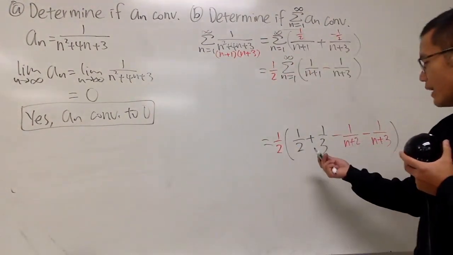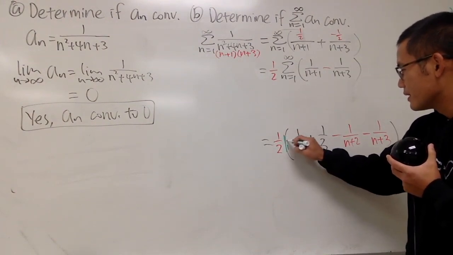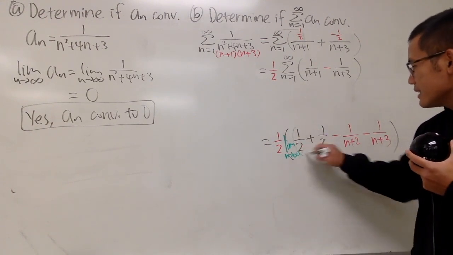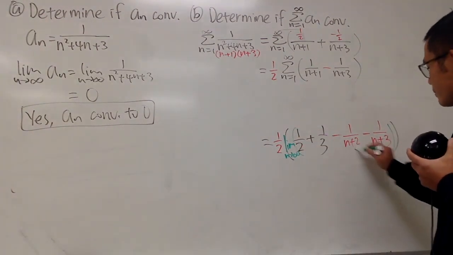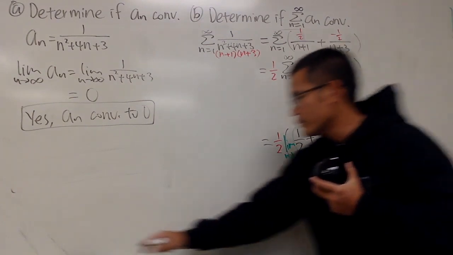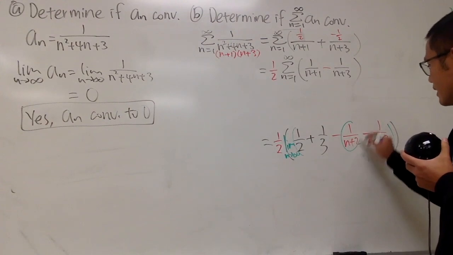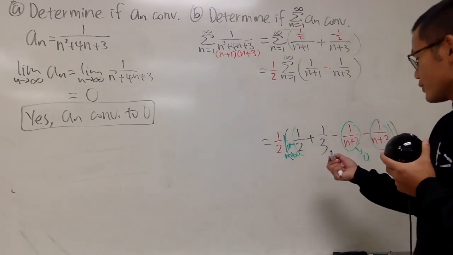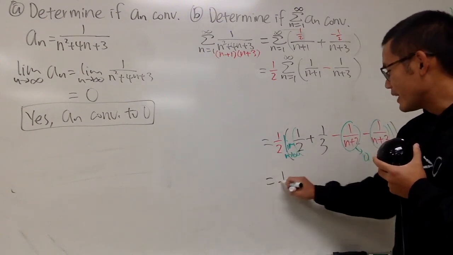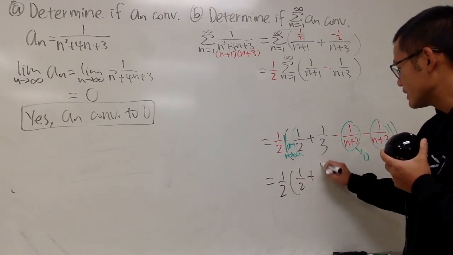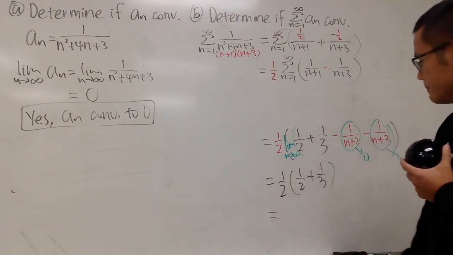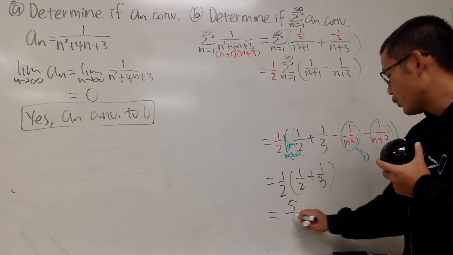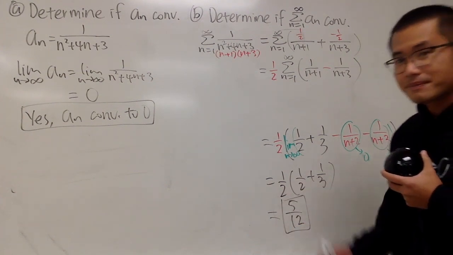But remember, you have to take the limit as n goes to infinity. The good thing is that the last two terms both go to 0. So this right here is equal to 1/2 times (1/2 plus 1/3). Let's see, 3 plus 2 is 5/6, so it's 5/12. Just add the fractions for that. All right, so that's the idea.